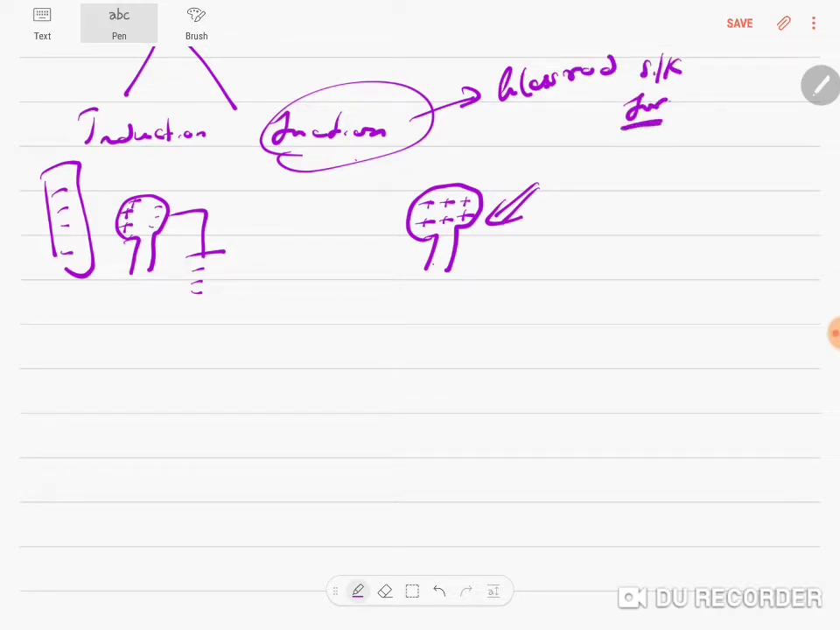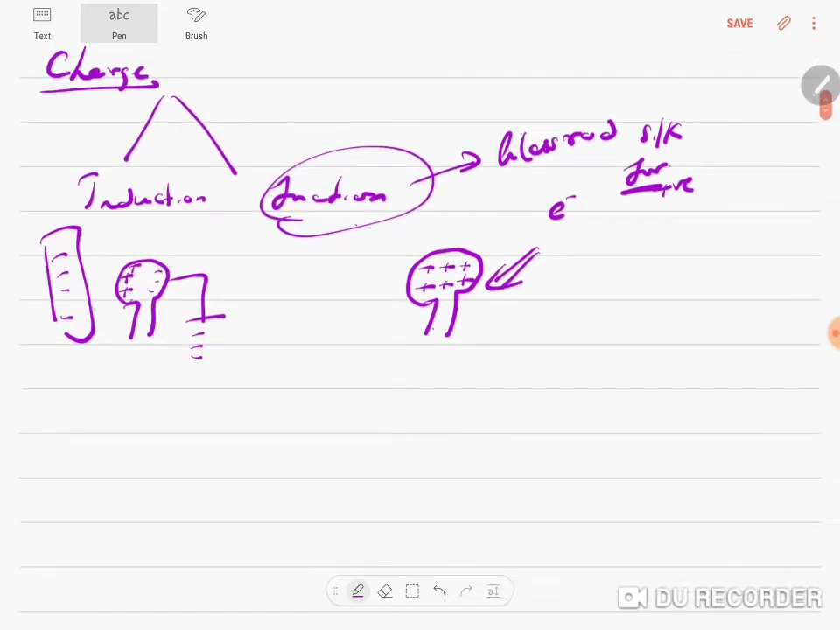By the method of friction, it is about rubbing a glass rod with silk or a glass rod with fur. When you rub a glass rod with fur, the glass rod will gain a negative charge and the fur will become positively charged. And when you rub a glass rod with silk, silk will acquire negative charge, the glass rod will become positively charged, just the opposite of it. Thus the charge remains conserved. That is, the charge gained by the one is the charge lost by the other.